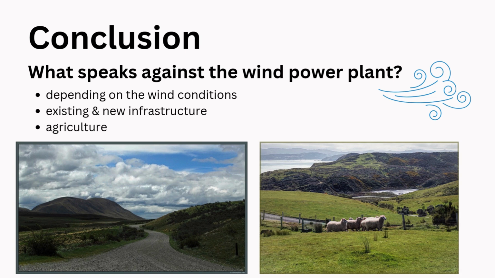But the location is near the city, so it reduces costs and losses because the distance is not so big. Also, the agriculture in the region plays an important role. You see it on the right picture. Farmers use the land for sheep, and it could cause extra costs to buy this land from the farmers and to build the wind power plant.